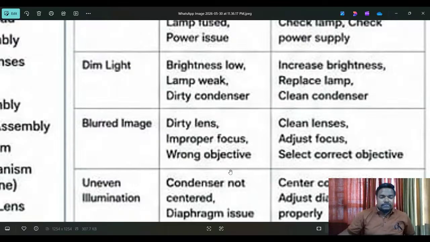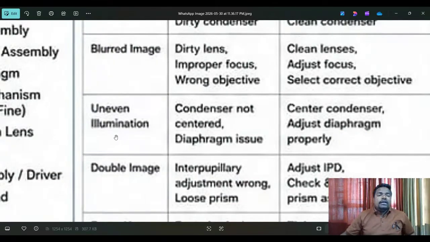Okay. Right. Next, uneven illumination. These are the basic, common problems: condenser not centered and diaphragm issue. Center the condenser and adjust the diaphragm properly. See, if the mechanism is not kept properly, what will happen? It will not function, and visibility will not be possible. Yes or no? Clear images will not be possible because of lighting one way and the lens another way.